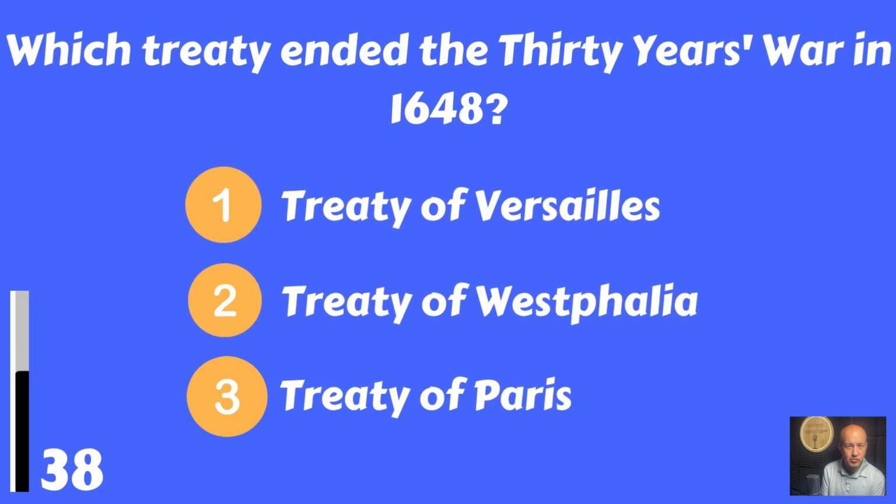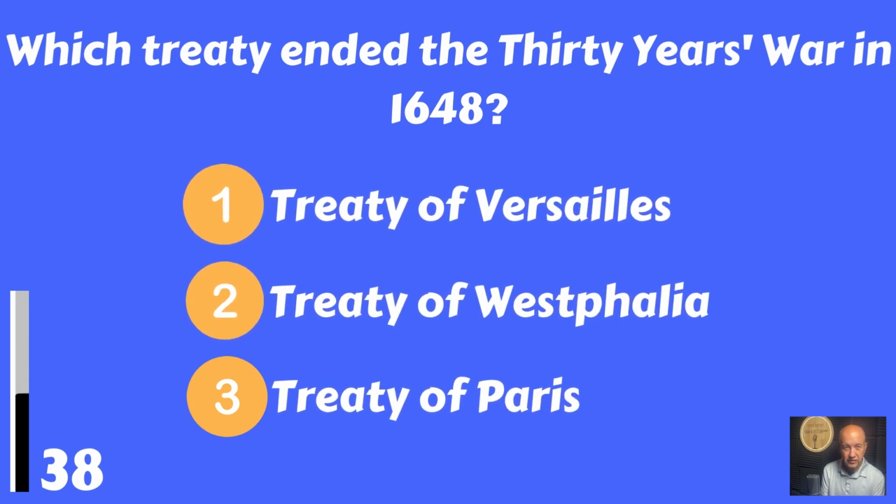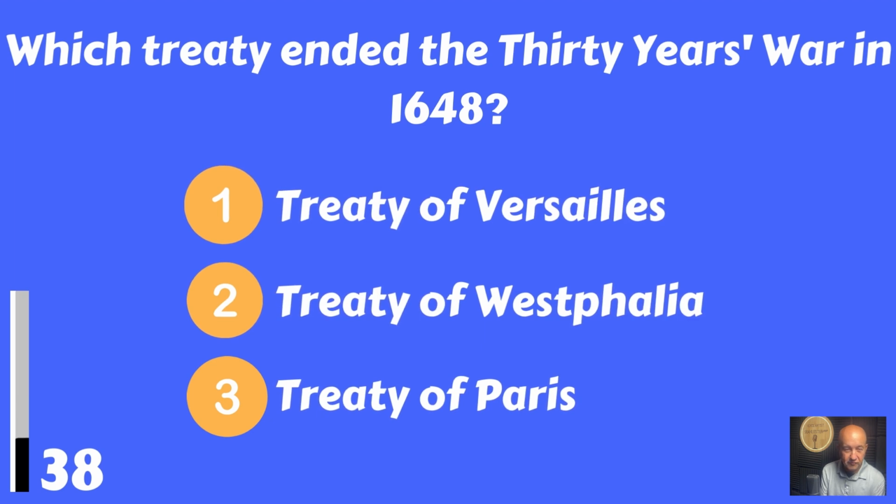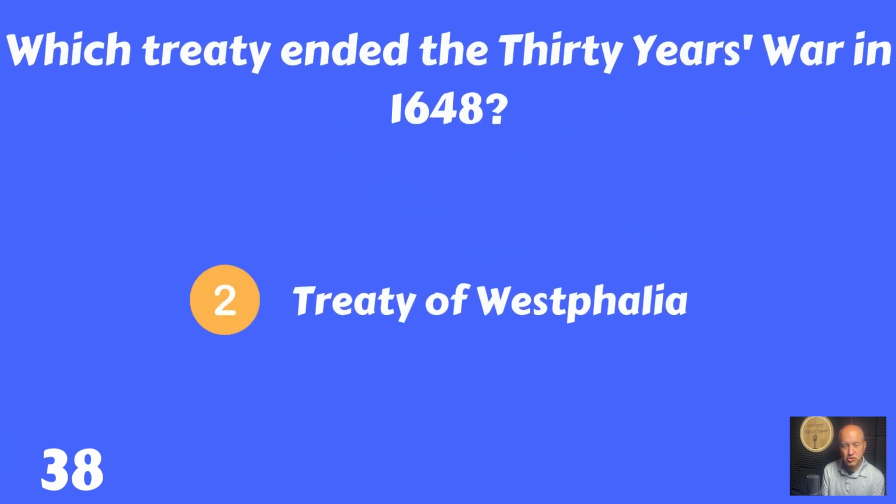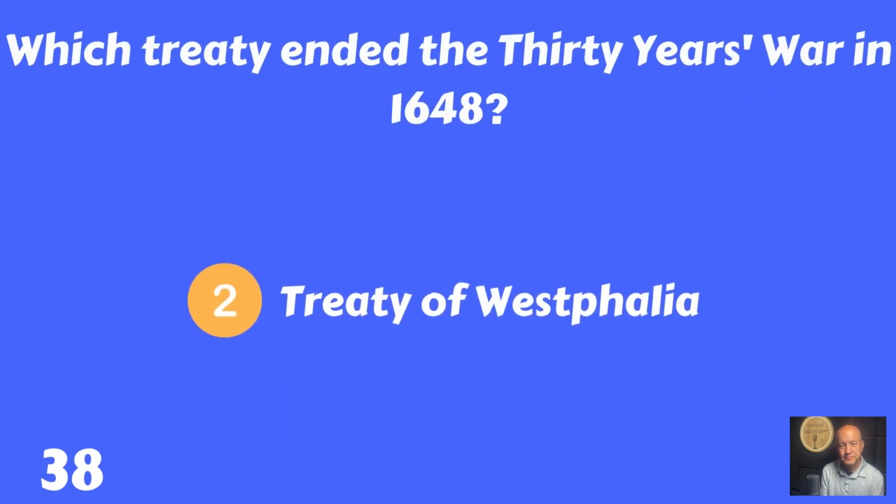Which treaty ended the Thirty Years' War in 1648? The Treaty of Versailles, the Treaty of Westphalia, or the Treaty of Paris? It was the Treaty of Westphalia.